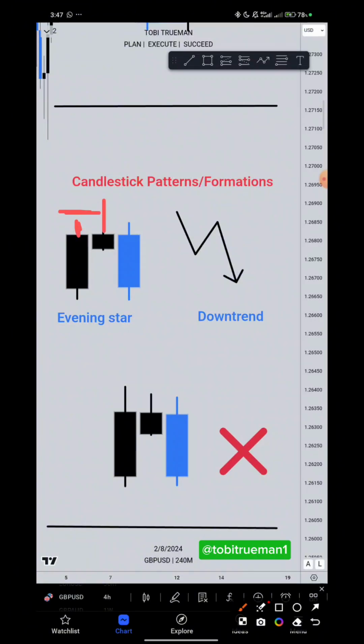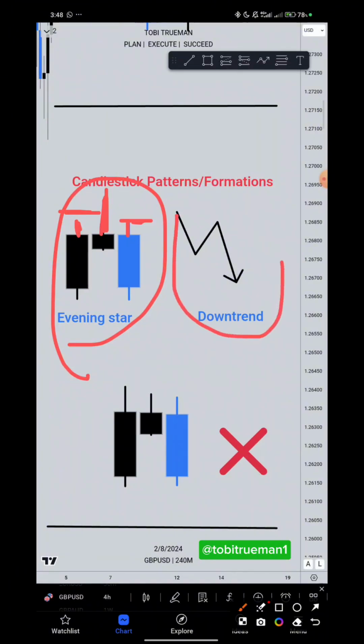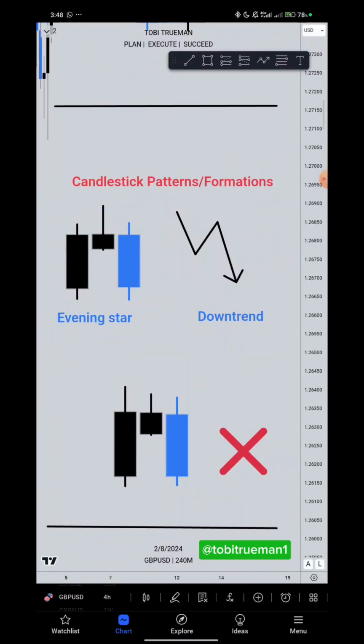Then the number 3 candlestick, the wick is going to be below the wick of the number 2 candlestick. Hope you can see it. The wicks of number 1 and number 3 candlesticks are going to be below the wick of the number 2 candlestick. With this, we can say this is an evening star candlestick, and it usually happens in an uptrend, whereby price is going to reverse into a downtrend. That's the way to draw it correctly.